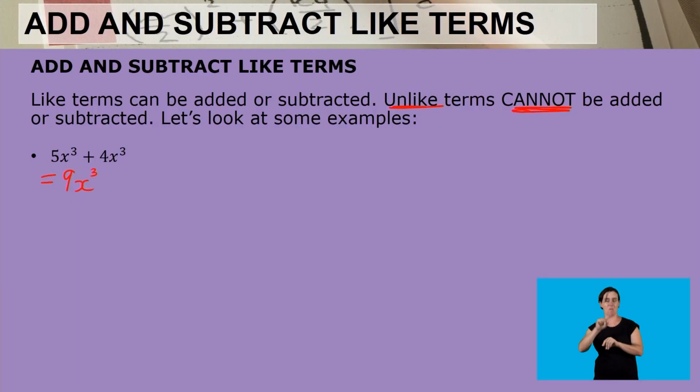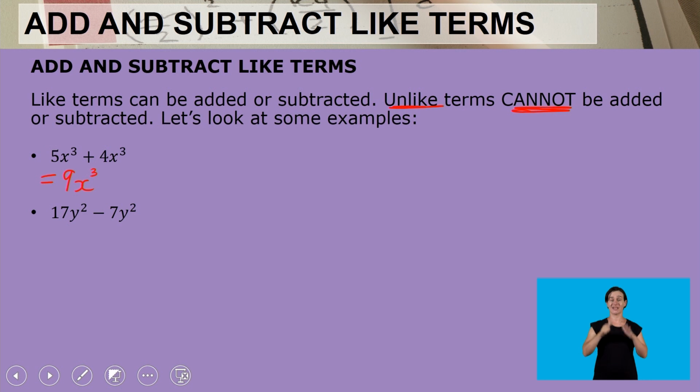We are adding. So before we can add or subtract, we just make sure that they are like terms. And if they are like terms, they can be added or subtracted. But if they are not like terms, they cannot be added or subtracted. Let's move on to the next one.